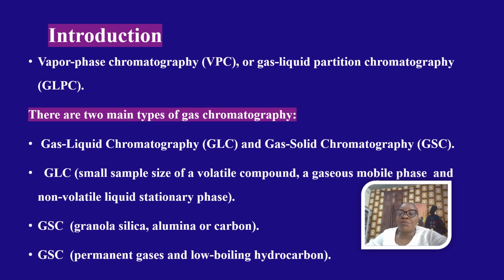There are two main types of gas chromatography. We have gas liquid chromatography, known as GLC, and gas solid chromatography, known as GSC. Gas liquid chromatography involves mixing a small sample size of a volatile compound with a gaseous mobile phase to be passed through a non-volatile liquid stationary phase. While in gas solid chromatography, GSC, the stationary phase consists of a solid material such as granular silica, alumina, or carbon. Gas solid chromatography is an important method in the separation of permanent gases and low boiling hydrocarbons.